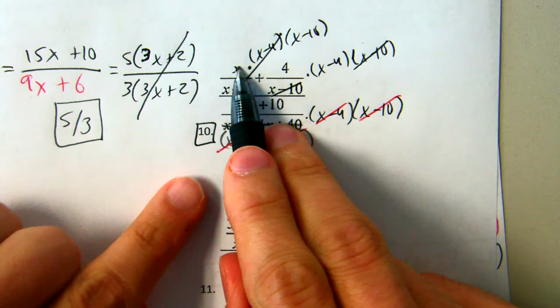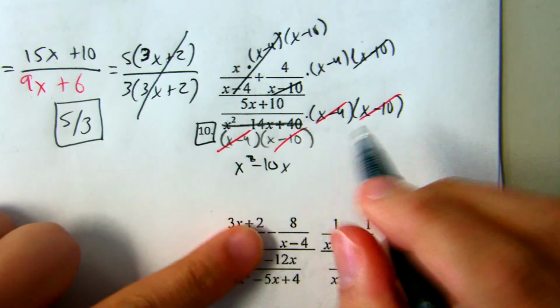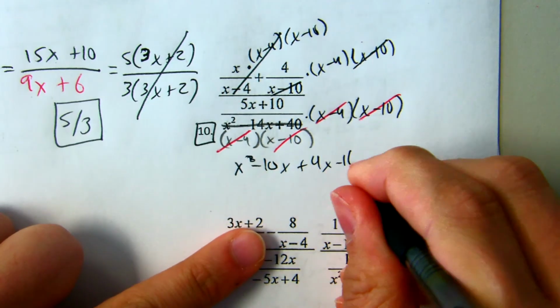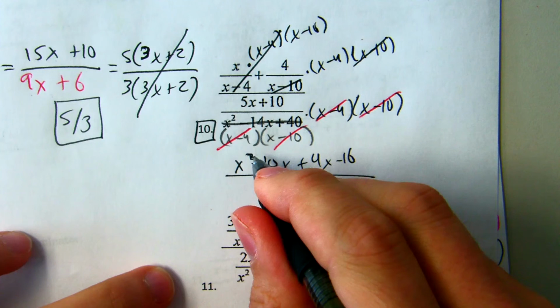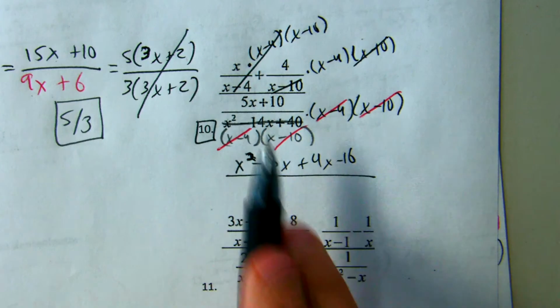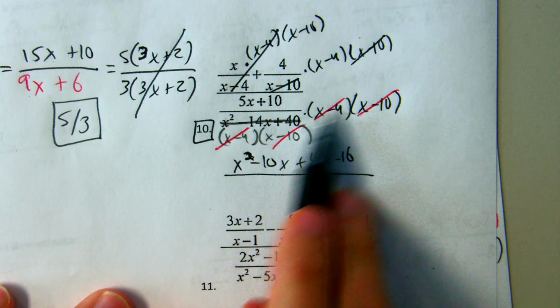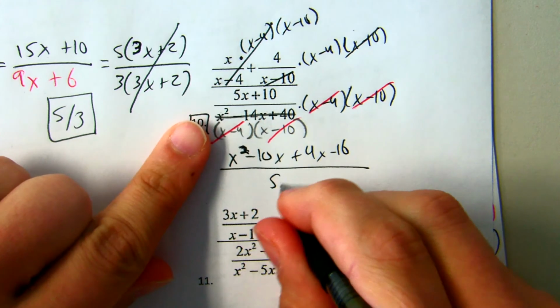Okay, so here I've got x times x minus 10 plus 4 times x minus 4, and down here all of this denominator went away. They canceled out perfectly, which I couldn't see until I factored it. So then all of that goes to this.